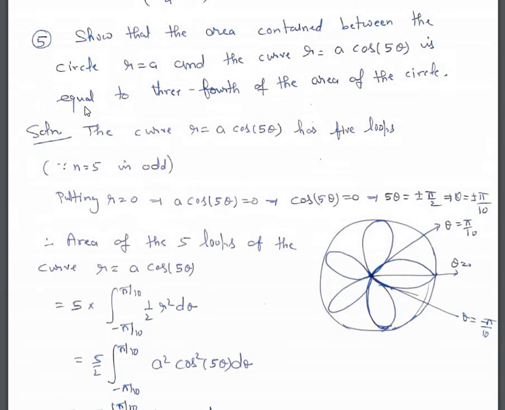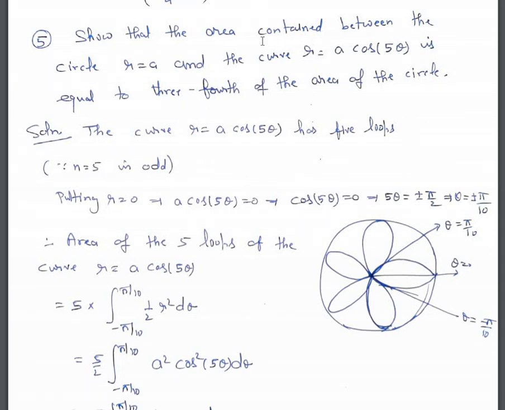Let's take the fifth example. Show that the area contained between the circle r is equal to a, this is the circle r is equal to a, and the curve r is equal to a cos 5 theta. Now r is equal to a cos 5 theta. How many loops are there? Because 5 is an odd number, the number of loops will be 5.